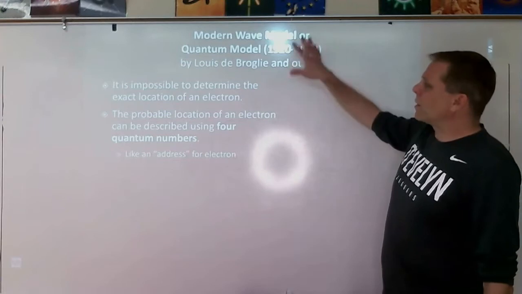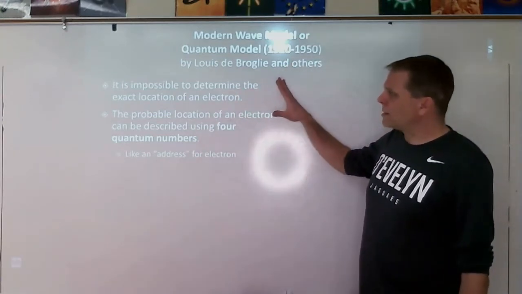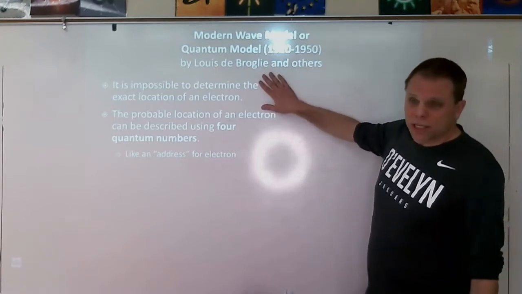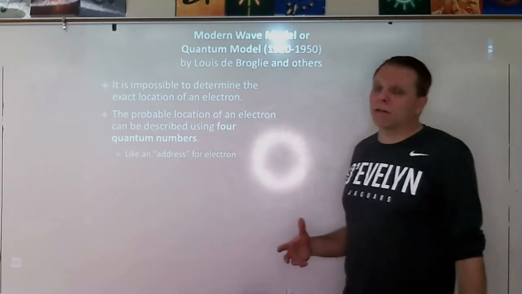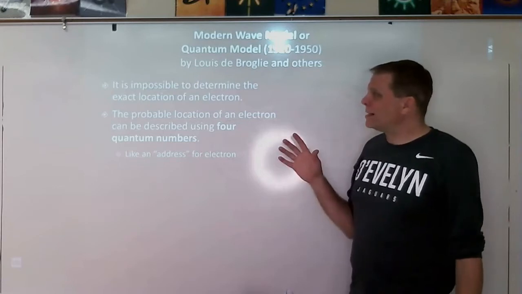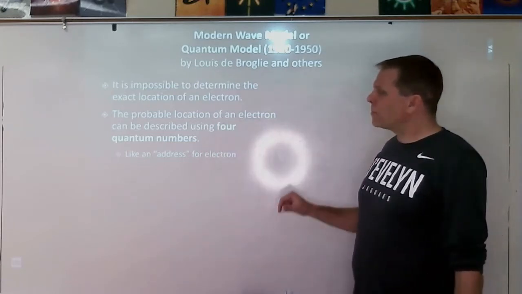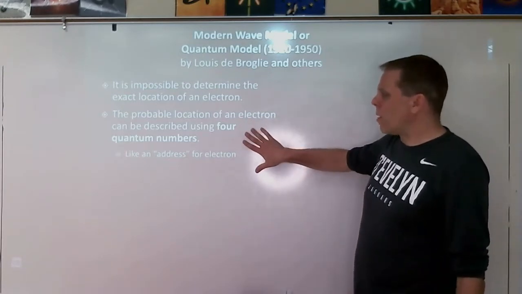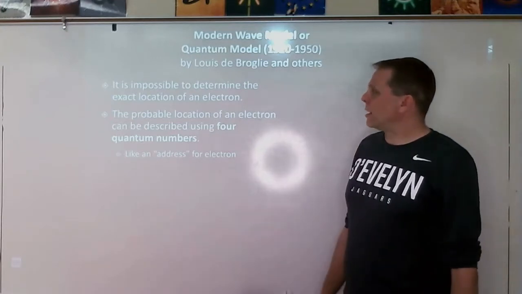Several different scientists figured out more. For instance, we've got the Heisenberg uncertainty principle. You've probably heard of Heisenberg before. It's impossible to determine the exact location of the electron and know where it is in space at a particular time. The probable location of the electron is described using 4 different quantum numbers. These are basically like the address for electrons.